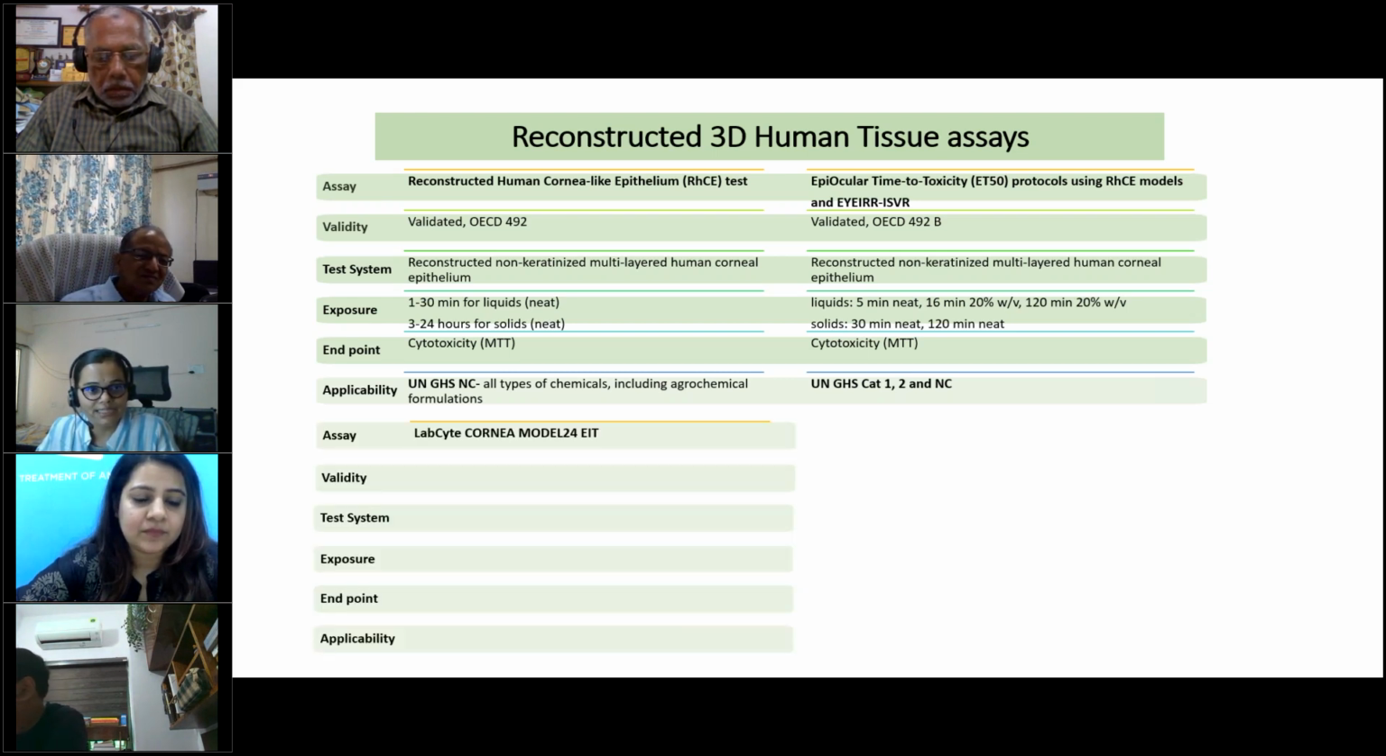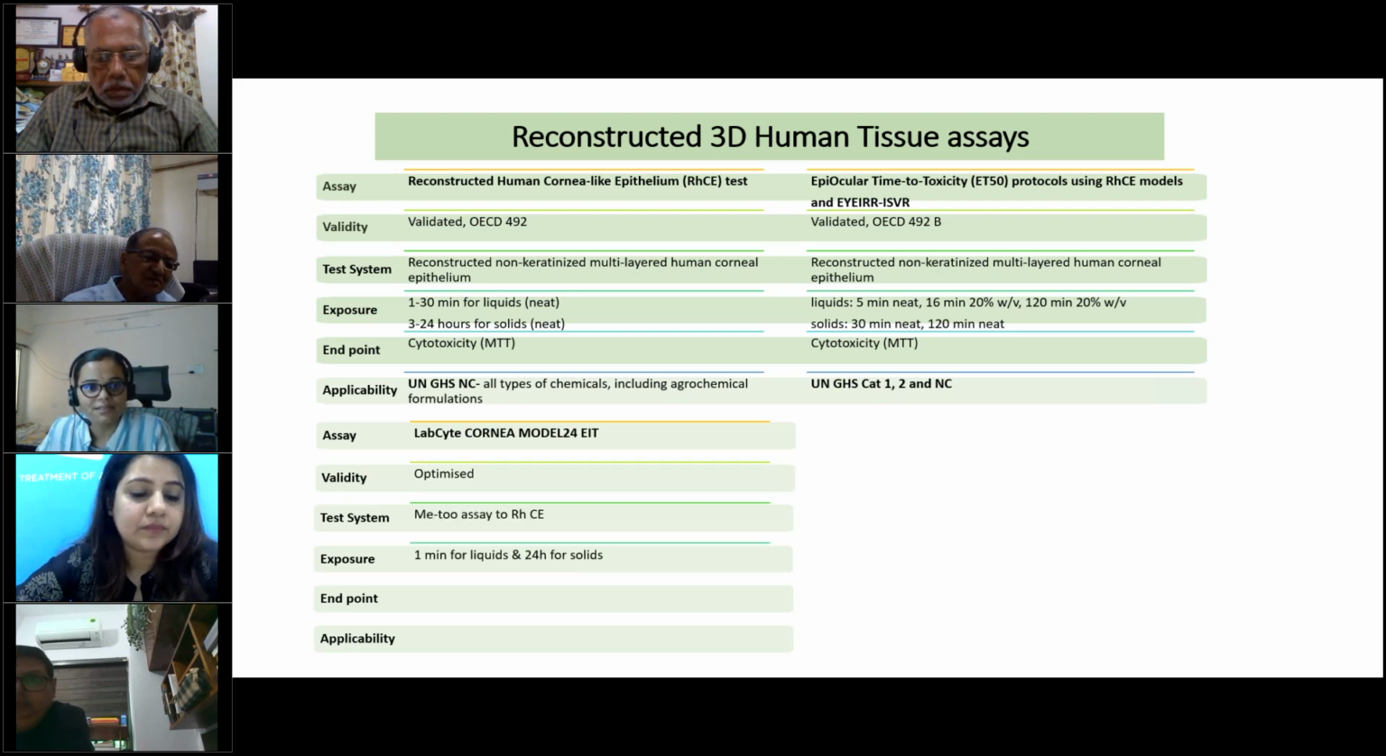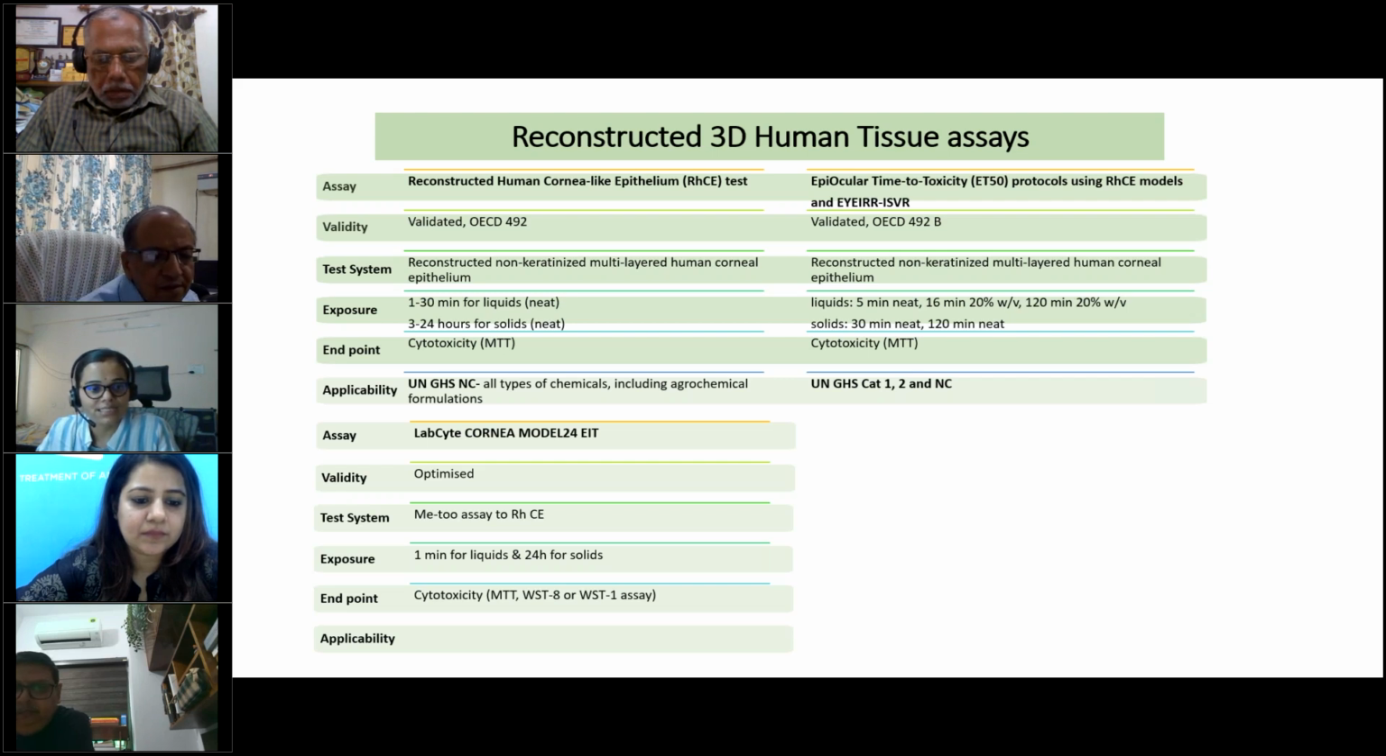The other assay which is validated is the LabCyte CORNEA-MODEL24 eye irritation test, which is a part of OECD 492. It is optimized and the test system is an RHCE 3D tissue insert. The exposure would be 1 minute for liquids and 24 hours for solids. The endpoint is based on MTT reduction and WST-8 or WST-1, that is water soluble tetrazolium dye based assays. The applicability of this tissue model would be for classifying the chemicals into 1, 2 and non-category.